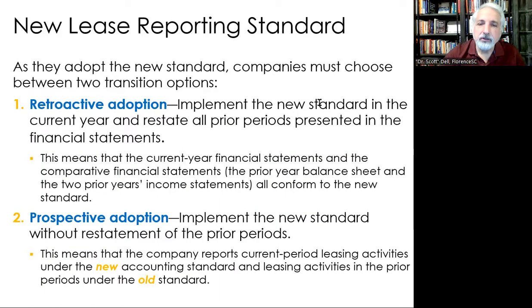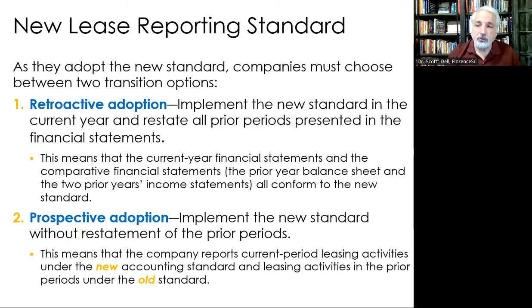So adopt new standard. There's a couple of options. You can do retroactive adoption or prospective. I just want to talk about the terms for a minute. Retroactive is you go back in time and say, let's pretend we had that leased equipment. Let's put it on the books like 2019 rules say, or put that in 2018 and 2017. Or prospective. We're just going to do it from 2019 on, from here on out.